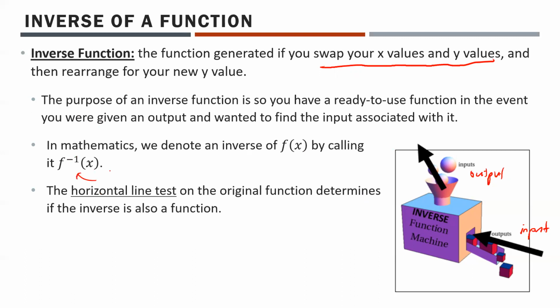The reason I hate this notation is because, if we had x to the power of negative 1, that means 1 over x. Or if we had x to the power of negative 2, that means 1 over x squared. This makes it look like we're doing the reciprocal of a function. We're not doing that. We are doing the inverse. They are different. But it is what it is.